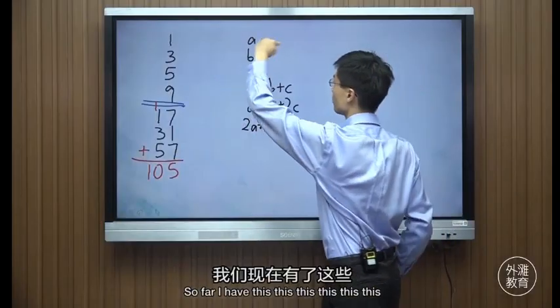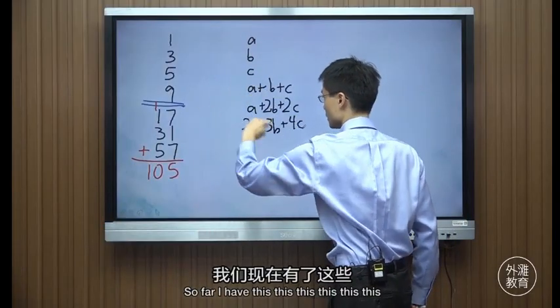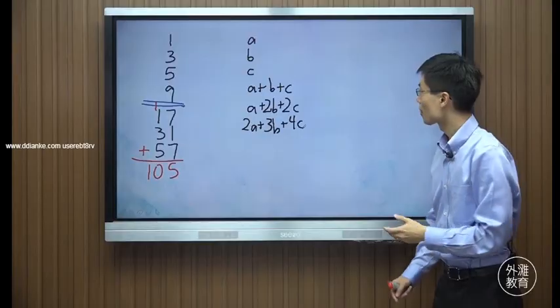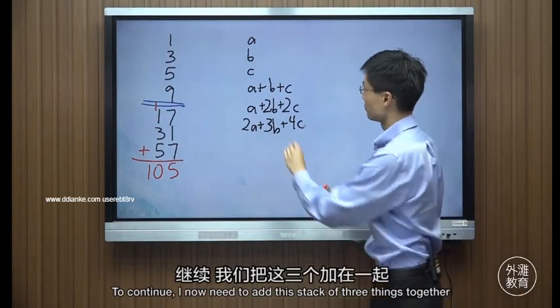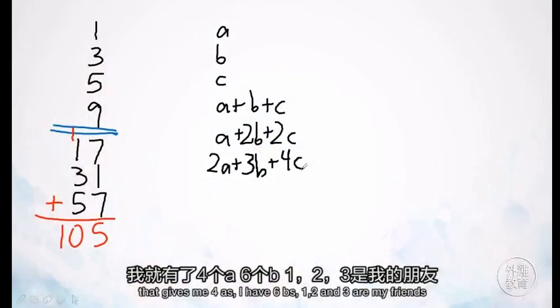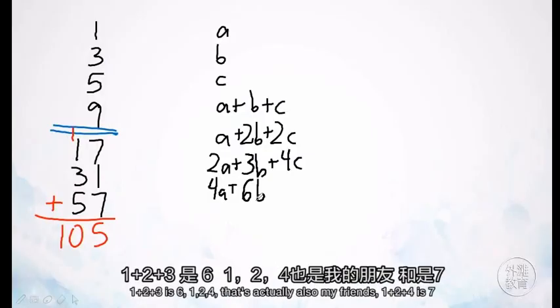Okay? And so far I have this. I have 2 more to go. To continue, I now need to add this stack of 3 things together. That gives me 4 A's. I have 6 B's. 1, 2, 3 are my friends. 1 plus 2 plus 3 is 6.